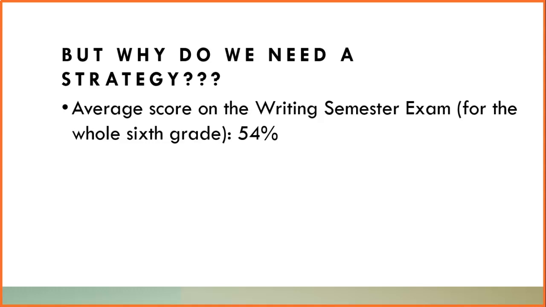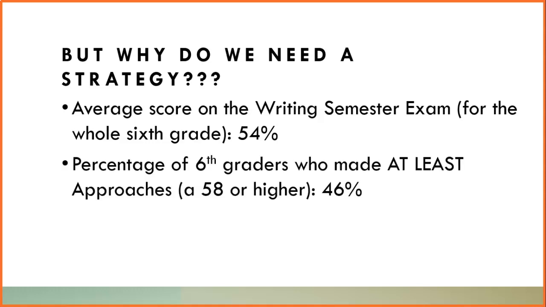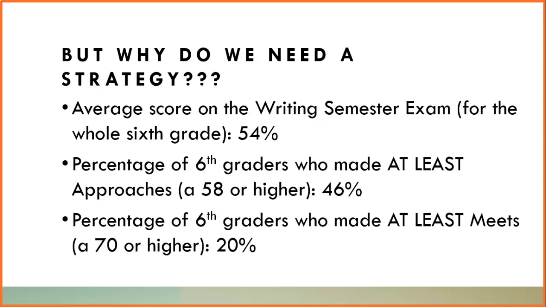On the fall writing semester exam, the average score for everybody in 6th grade was a 54%. On STAR, a 58 or higher is passing. And the percentage of 6th graders who made at least a 58 was 46%. Of the 46% of people who made at least a 58, only 20% made a 70 or higher. So what that means is, yes, we really do need a strategy to help us figure out how to parse some of these questions, how to break them down, and how to answer them.